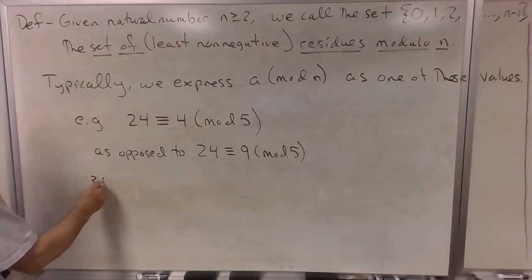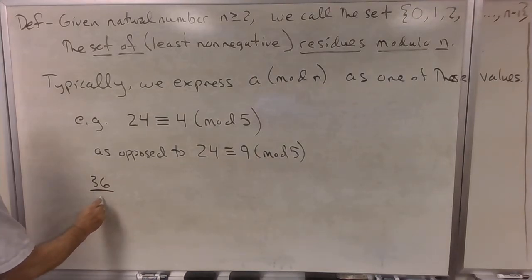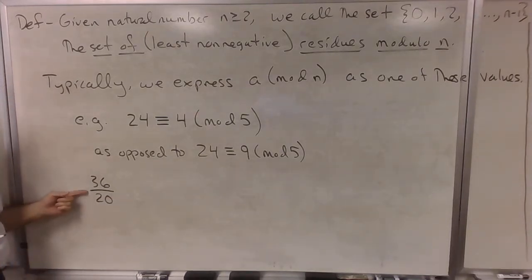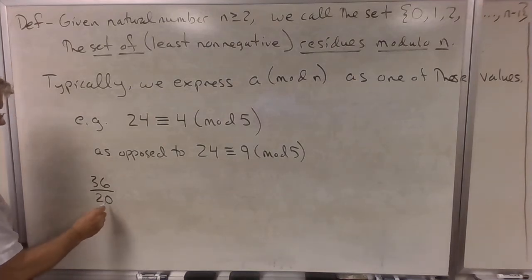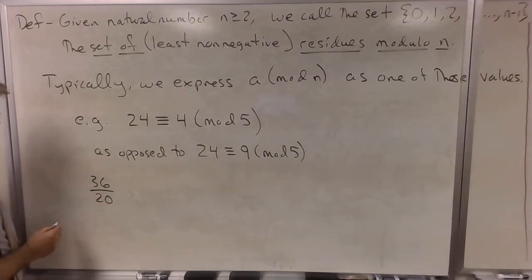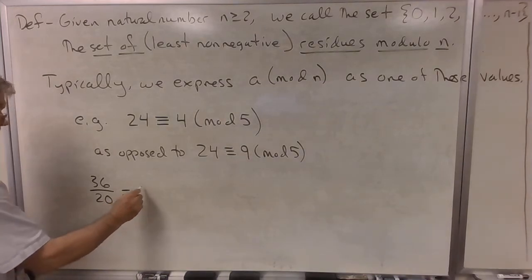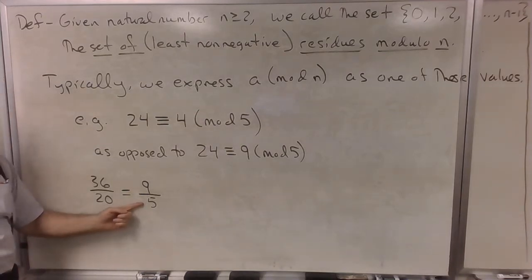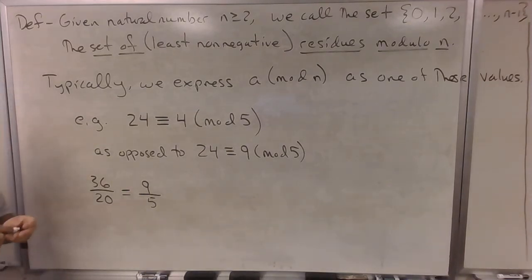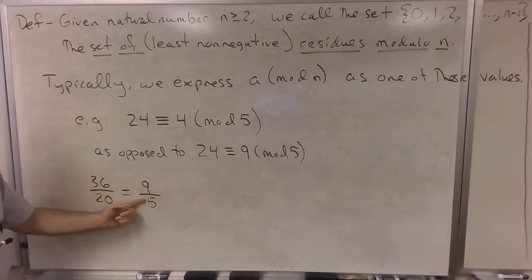So technically this is correct, but since there's a common factor of 4 in top and bottom, we divide by the common factor and write it like this. This isn't incorrect, but this is preferable.